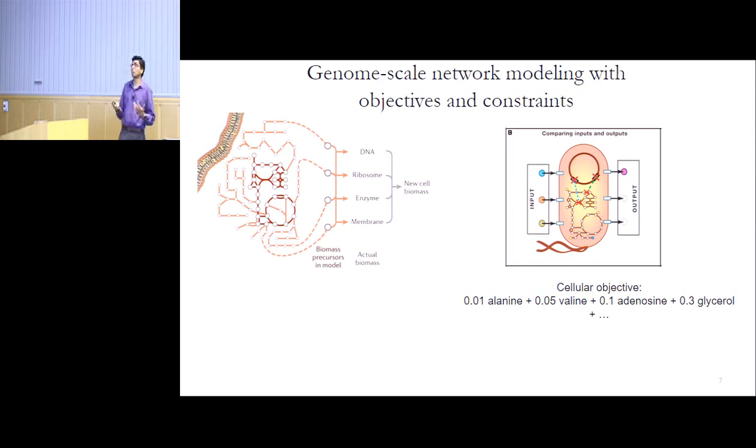We call it the cellular objective, and it needs to produce these components from nutrients that are present in the media. It could be glucose and urea, or glucose and amino acids present in the media. The cell then consumes these and produces all these components, which is its objective. And then we have constraints.